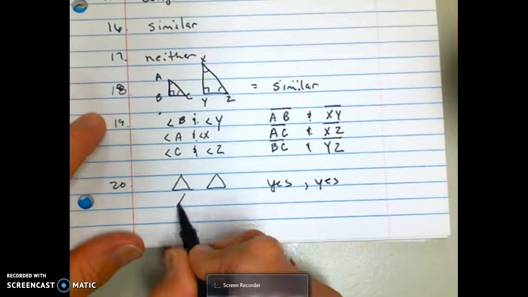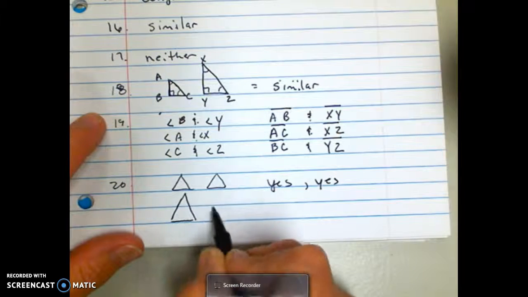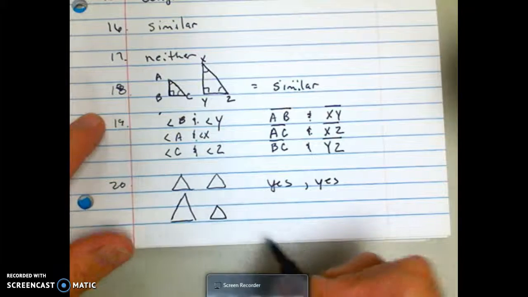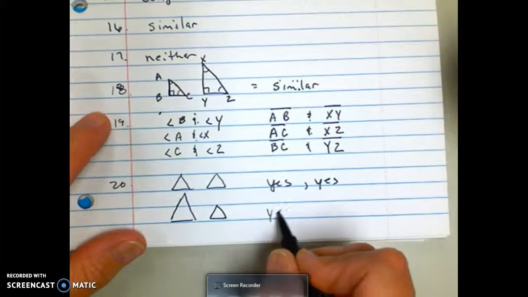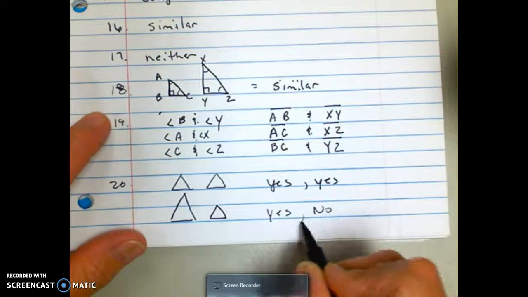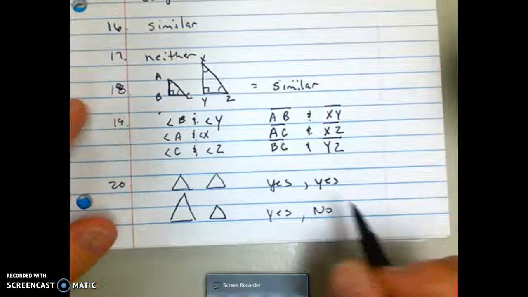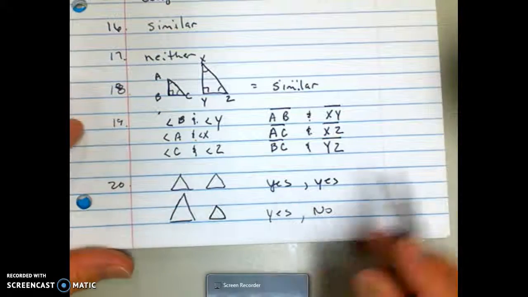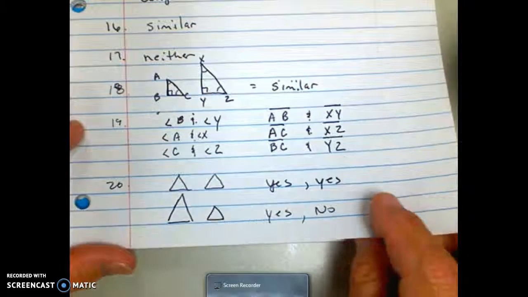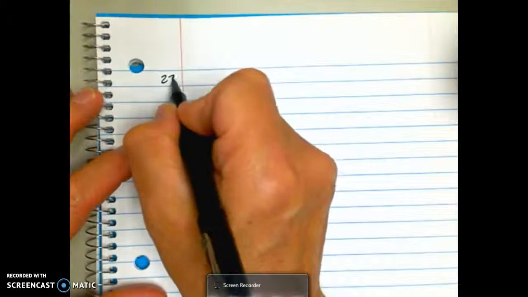Now, if you had two similar triangles, are they similar? Yes. Are they congruent? No. So congruent triangles can be similar and congruent, but similar triangles can only be similar. Let's go to number 21.